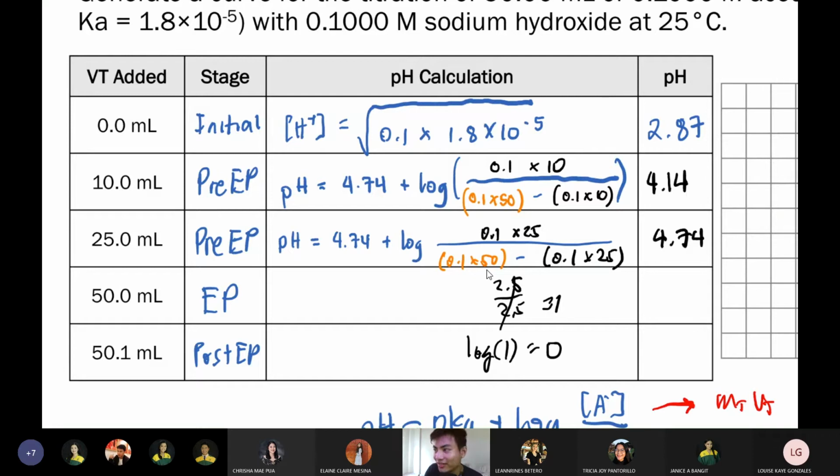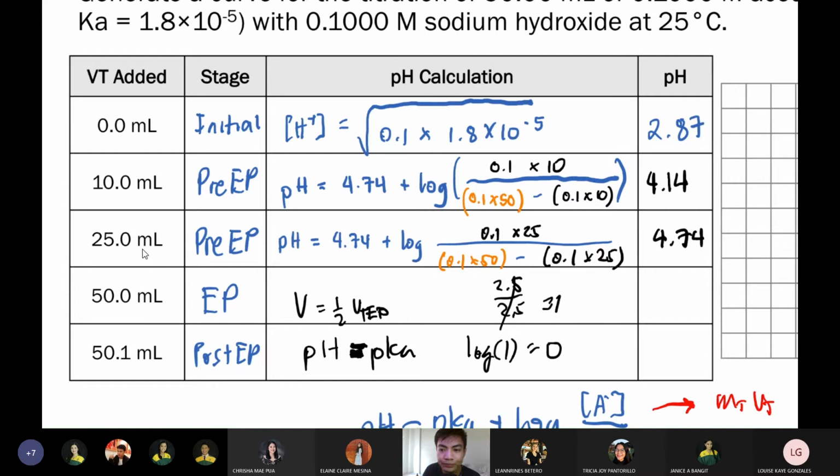Ano ngayon? Ano naman ngayon? Ganito. Tignan nyo rin yung volume. Okay. Ano mapapansin nyo sa volume? This volume is half the endpoint volume. Ibig sabihin, at V equals half ng VTEP, okay? At volume na kalahati ng VTEP, the pH is equal to the pKa. pH is equal to the pKa when the volume of your titrant is halfway sa endpoint.